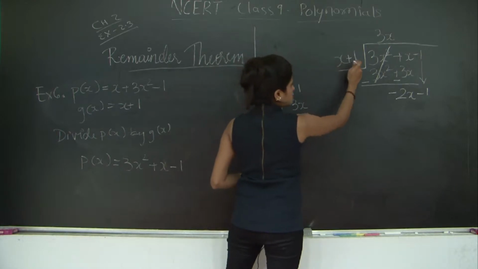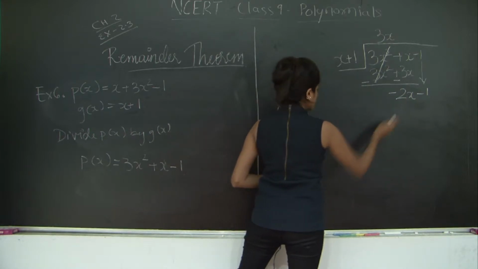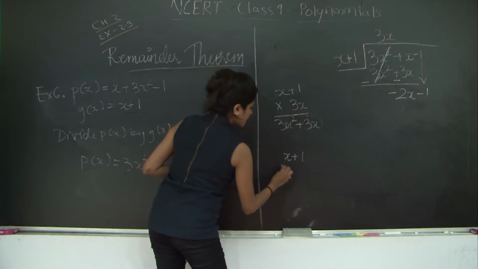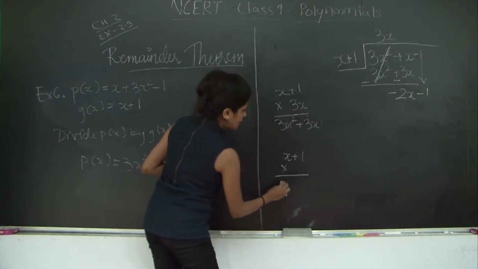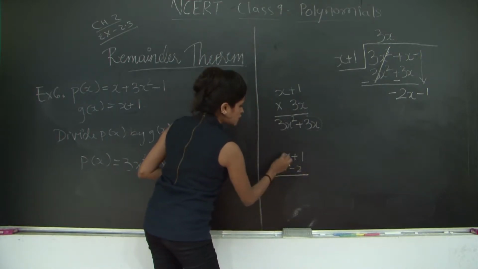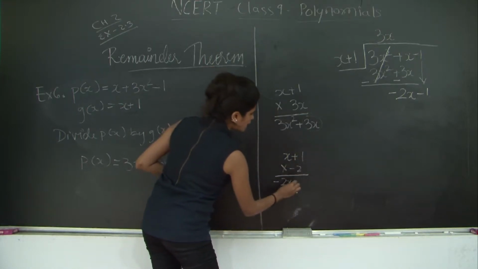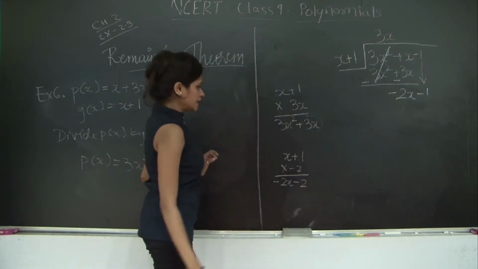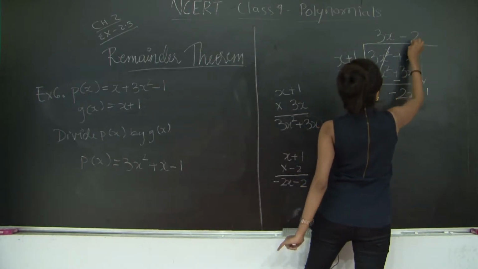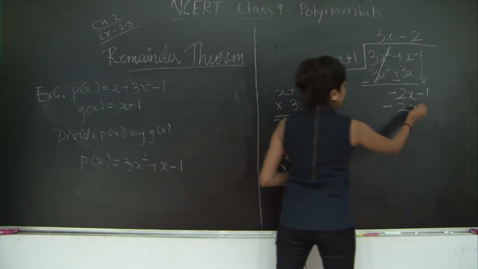So now x + 1 into what will give me −2x, not just 2x but −2x. So I am going to write x + 1 as it is, okay. Now x + 1 into what will give me −2x? So −2. So −2 into x will give me −2x, right? And −2 into +1 will give me −2. Agreed? So I am going to go ahead and add this to the quotient. −2 will give me −2x − 2.